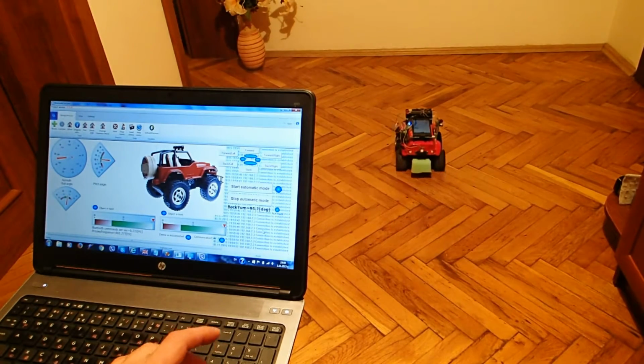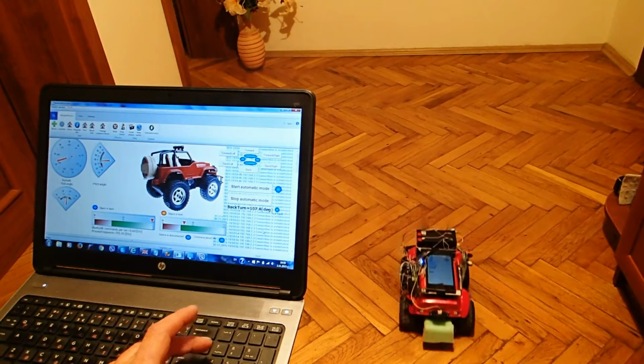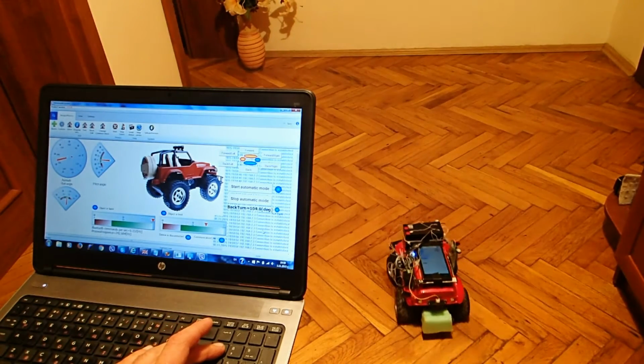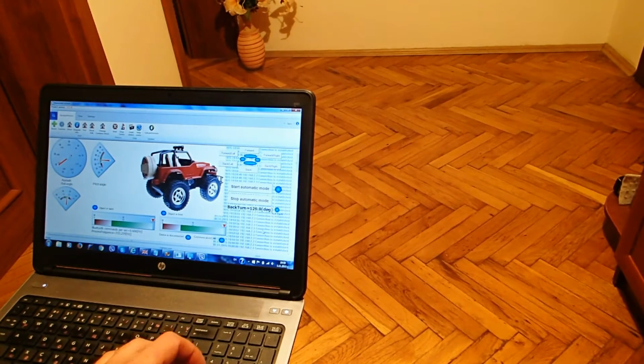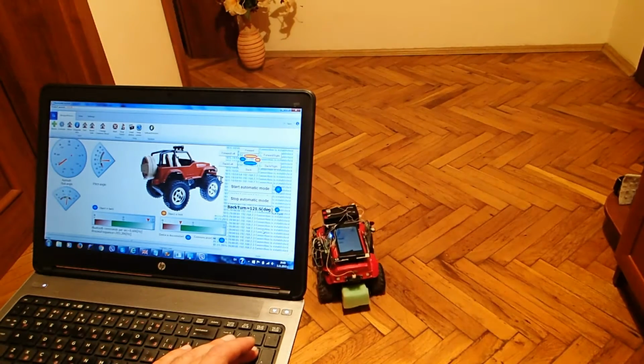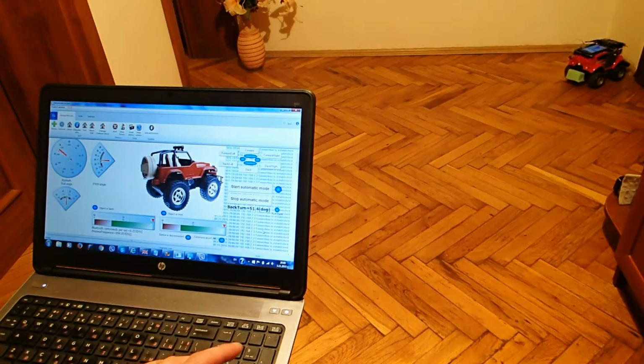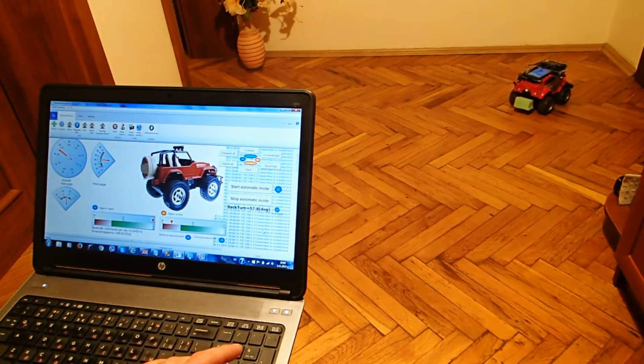Front direction, back direction, front left, back left, front right, back right.